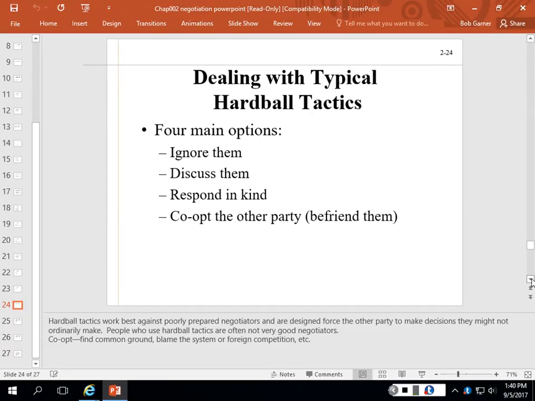But look at the notes, very important. Hardball tactics work best against poorly prepared negotiators. If I have my stuff together, you're not going to force me into something, because I have my facts and I know it's not the best deal I'm going to get, because I've already shopped around and I know what's out there. Generally, people who use hardball tactics are not very good negotiators. They're bullies. And there's a very prominent individual now that falls into that category. Okay, co-op, find common ground.